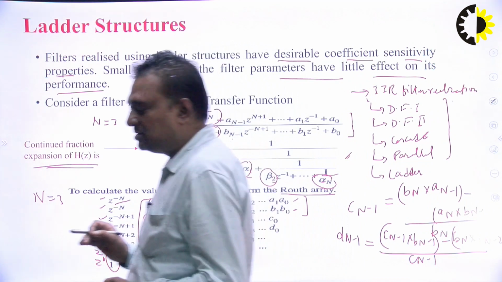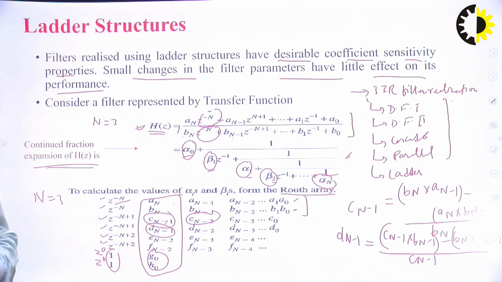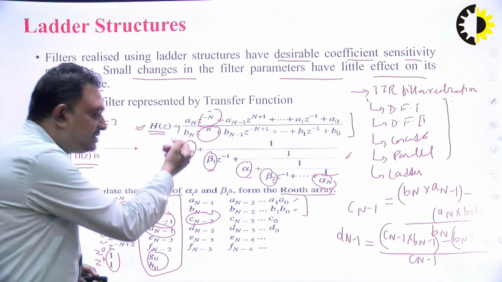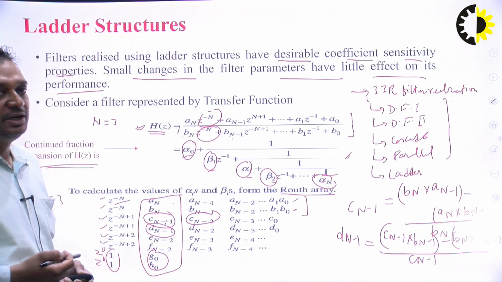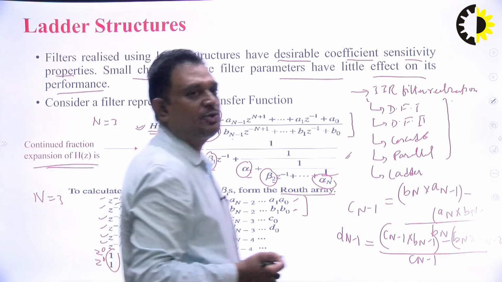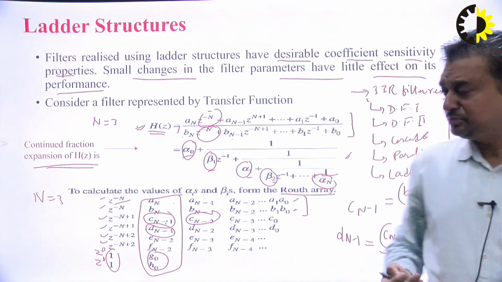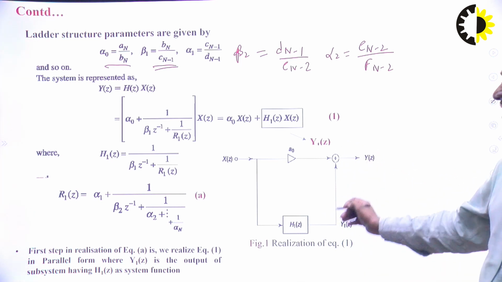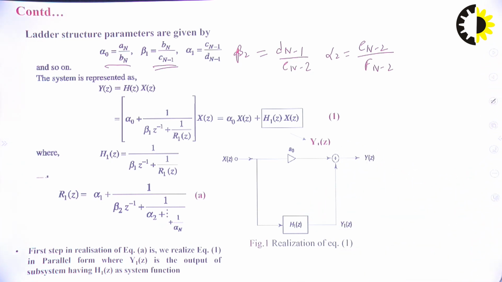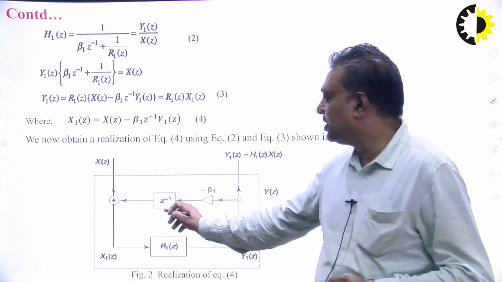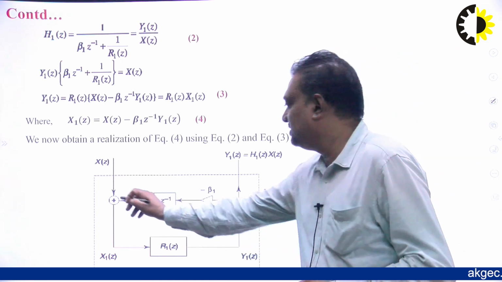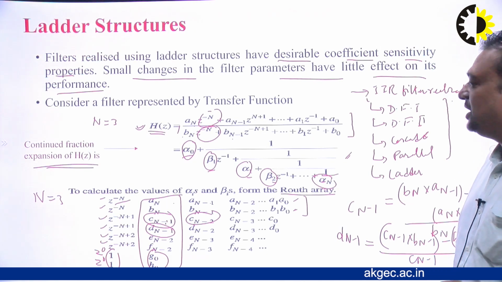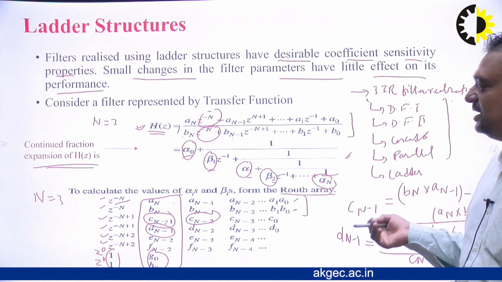Now the second part is this. Once you have obtained the transfer function Hz in the required form, then you can realize this using a structure, and that structure you know is composed of basically multipliers, adders and delay elements. Okay, multipliers, adders and delay elements. So this is your delay element, this is your multiplier and these are the adders. So we will realize this structure using the multipliers, adders and delay elements.